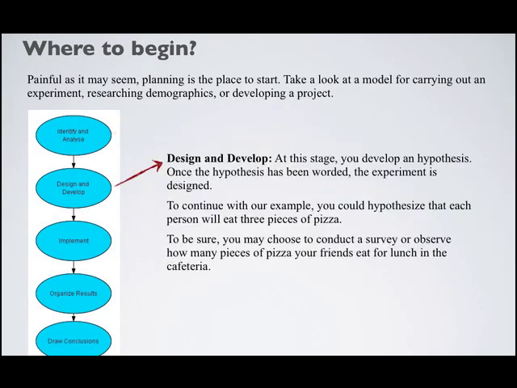The next step is design and develop. At this stage, you develop a hypothesis. Once the hypothesis has been worded, the experiment is designed. To continue with our example, you could hypothesize that each person will eat 3 pieces of pizza. To be sure, you may choose to conduct a survey or observe how many pieces of pizza your friends eat for lunch in the cafeteria. So in this stage, we've worded our hypothesis and we've designed our experiment.